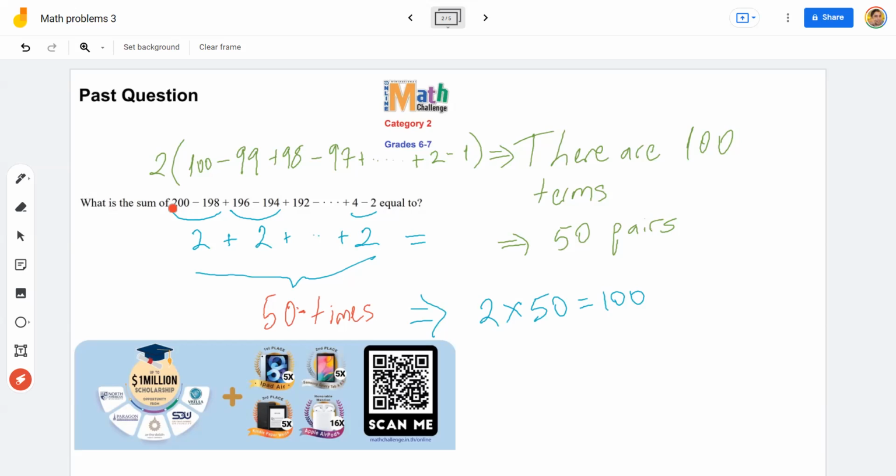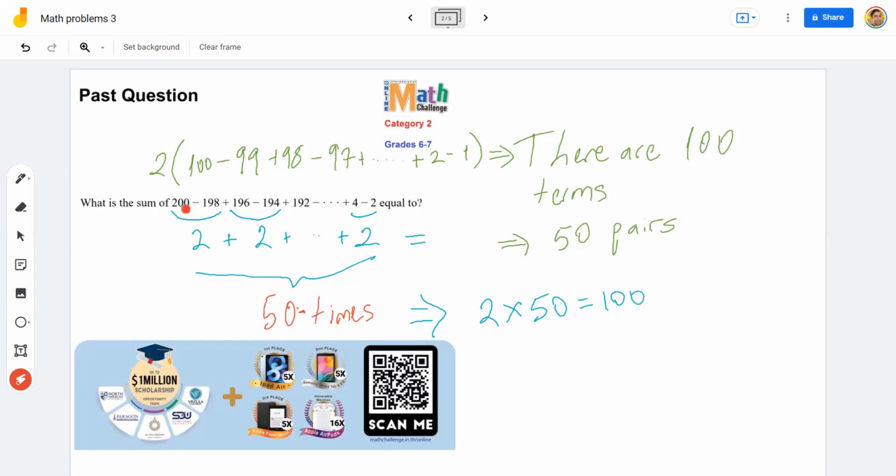When you look carefully, each pair gives you 2. The next pair gives 2, and the next pair gives 2. So it continues in this way. The question is, how many such pairs are there?